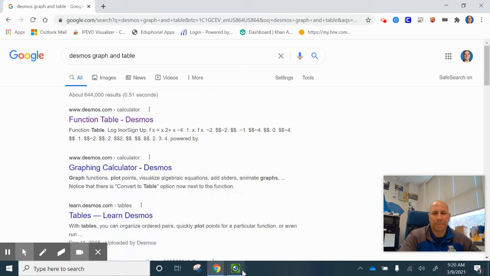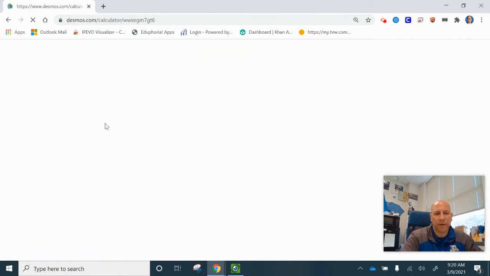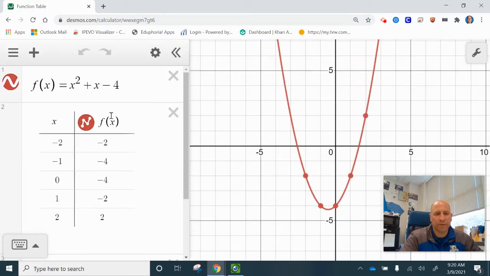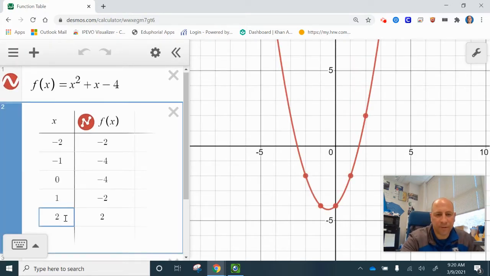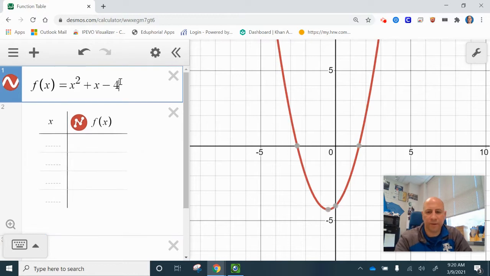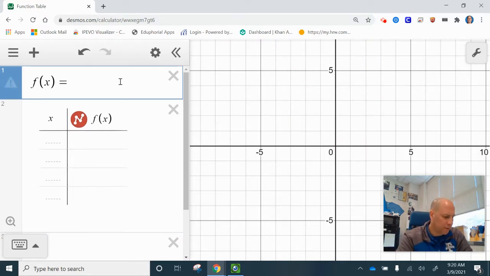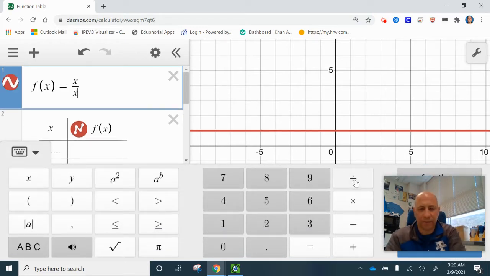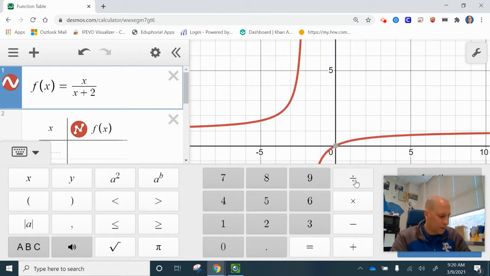So what you want to do is type in Desmos graph and table in the Google search bar and then click function table Desmos. Okay, I'm going to exit this. Now, you're going to have to delete the table values. You're going to have to delete the function, and you're going to type divide. That's the division symbol. And then we're going to type in x divided by x plus 2 and then plus 1.